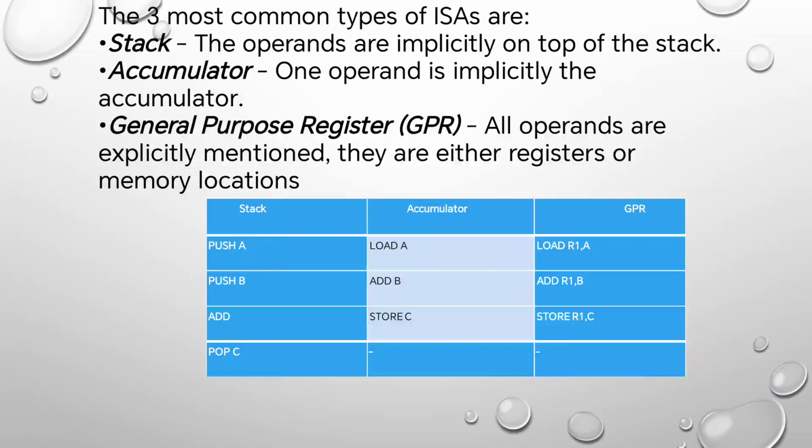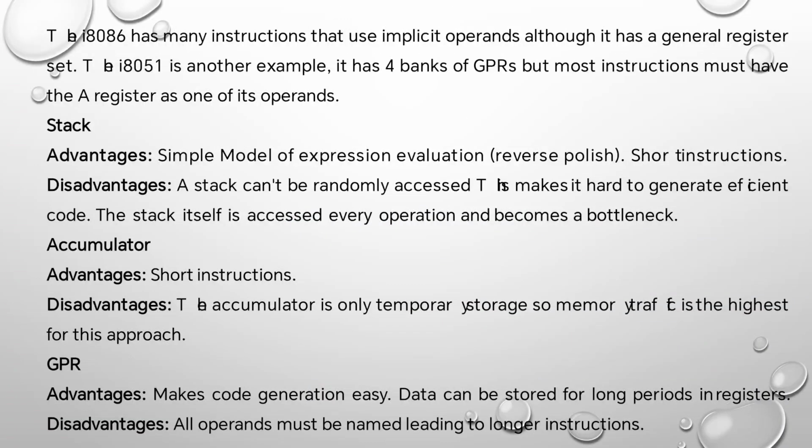Stack. The stack operands are implicitly on top of the stack. Accumulator. One operand is implicitly the accumulator. General purpose register. All operands are explicitly mentioned. They are either registers or memory locations. The 8086 has many instructions that use explicit operands, although it has a general register set. The 8051 is another example. It has 4 banks of GPRs, but most instructions might have a register as one of its operands.